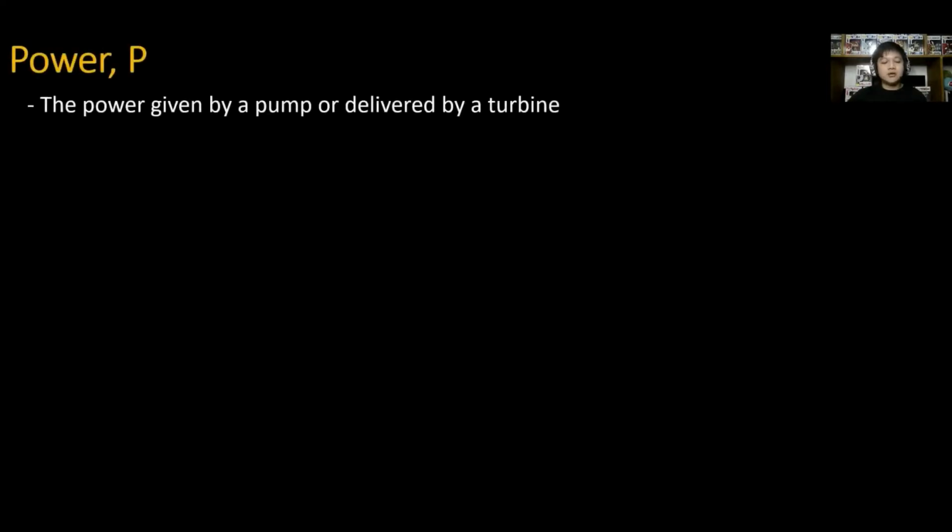On the other hand, for power, capital P, it is the power given by a pump or delivered by a turbine. In formula, P is equal to unit weight, gamma, times discharge, Q, times head of pump or turbine, that is H, either H sub P or H sub T. The unit of P is either in watts or horsepower.